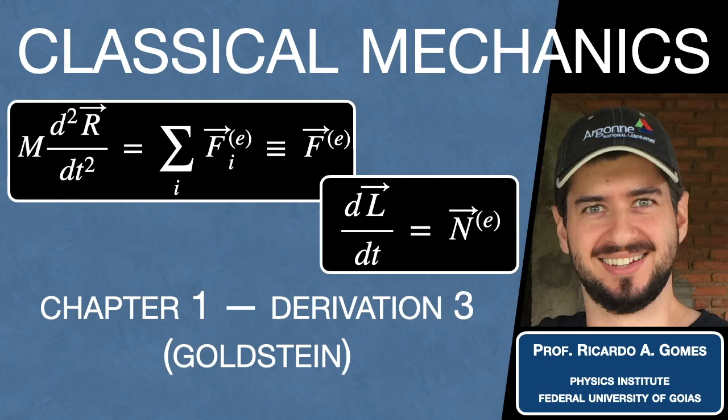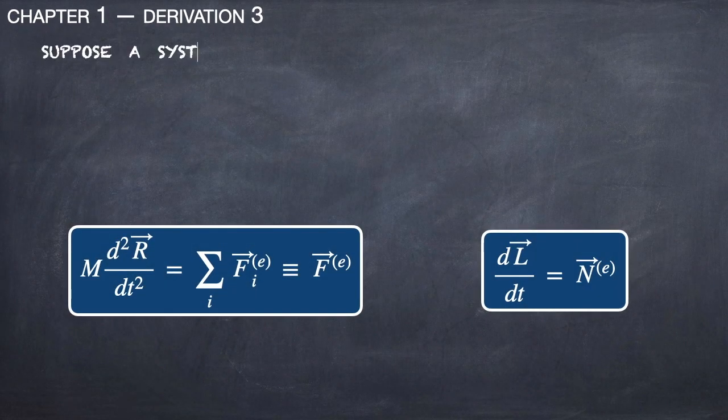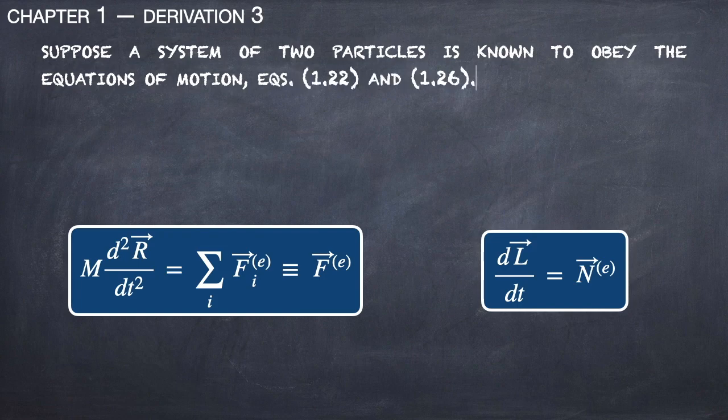Hello everyone, welcome to another video. This is the solution of another problem of classical mechanics by Goldstein. I'm Professor Ricardo, and in this problem we are going to suppose that a system of two particles is known to obey the equations of motion 1.22 and 1.26, which are these two equations here.